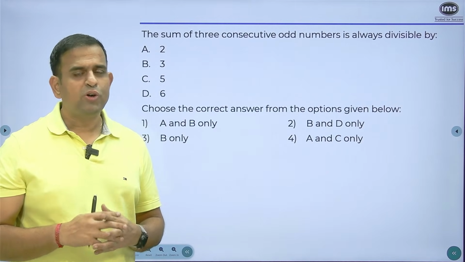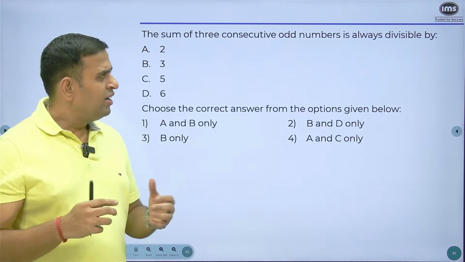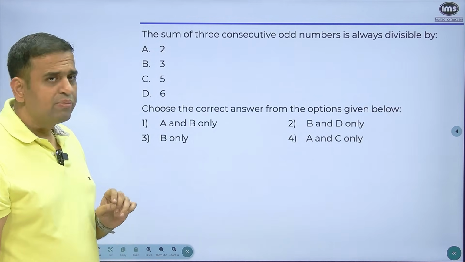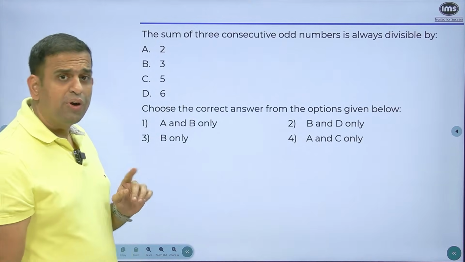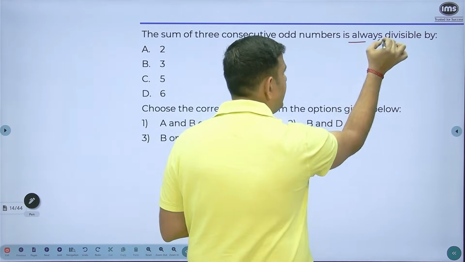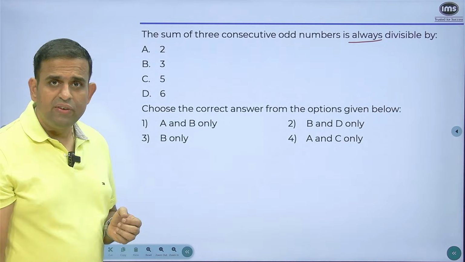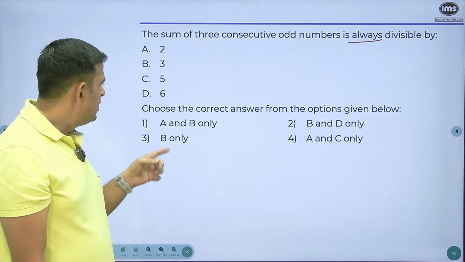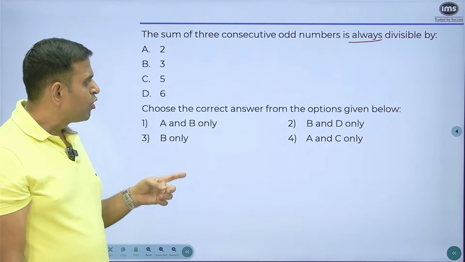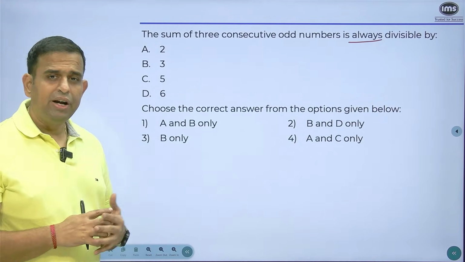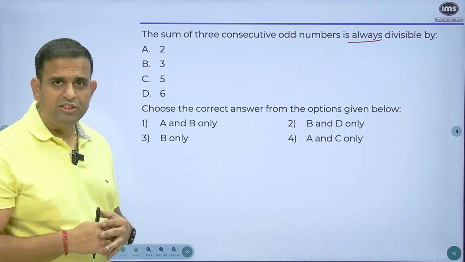The next sum also happened to be a very straightforward question. Let's read the sum first. The sum of 3 consecutive odd numbers is always divisible by. Look at the keyword. The keyword is always divisible by. And the options are 2, 3, 5 and 6, very, very small numbers. Choose the correct answer from the options given below. And they are saying A and B only, B and D only, B only, A and C only.